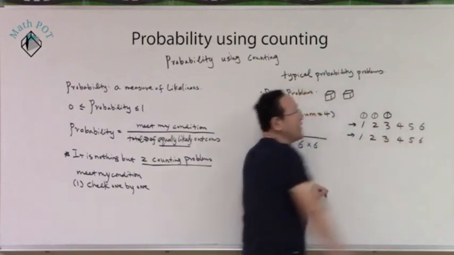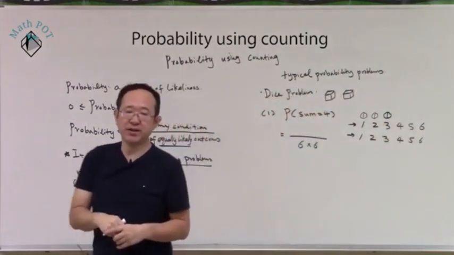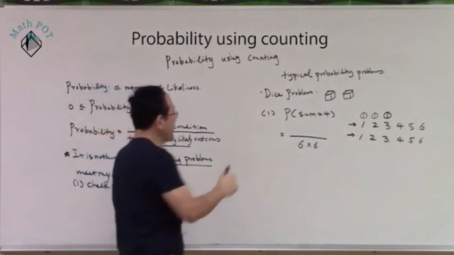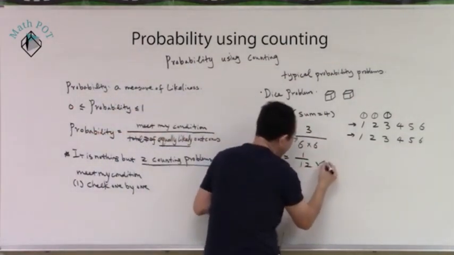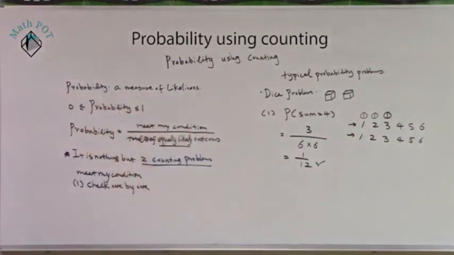That means we have only 3 ways meeting the condition. That gives us 3 over 36. Simplified, that's 1 over 12. That is the answer for this problem. Make sure you understand: the first common way to figure out the outcomes meeting the condition is to check one by one.